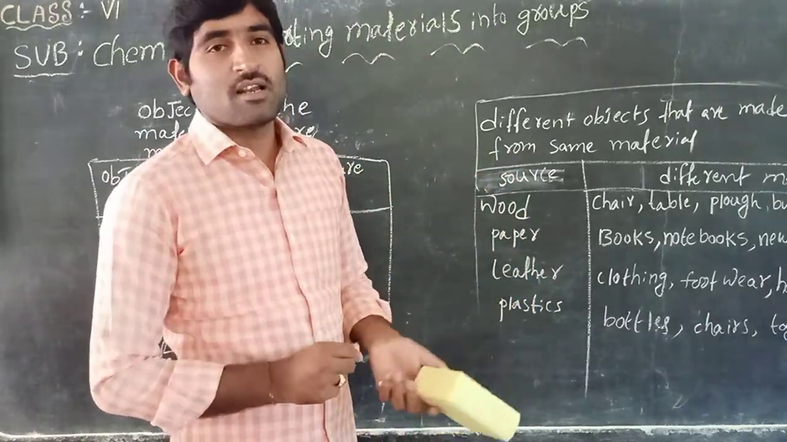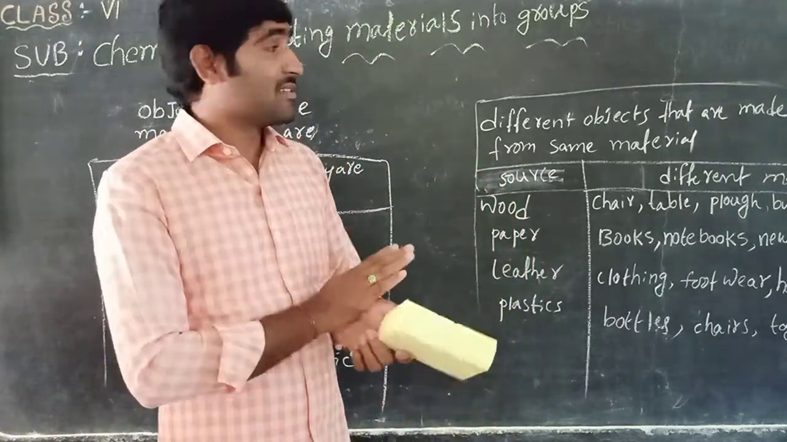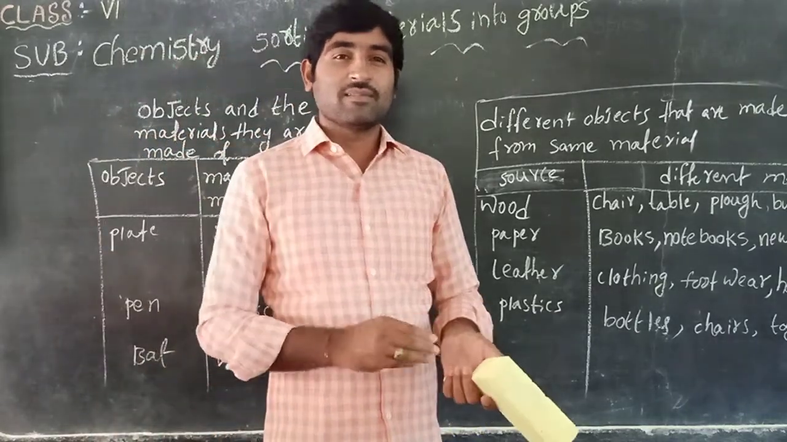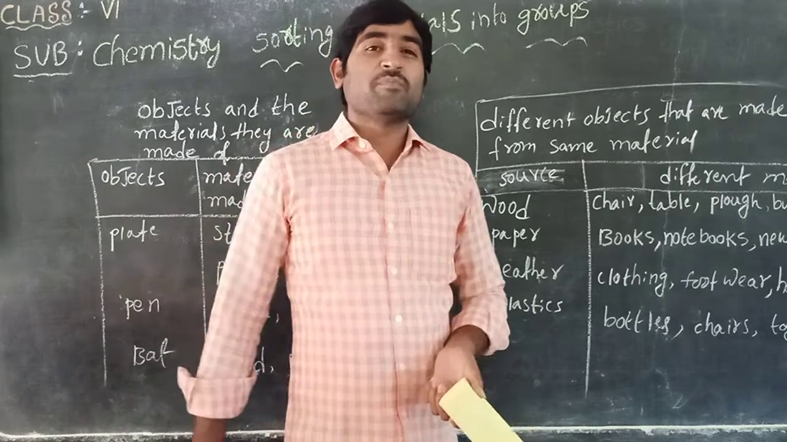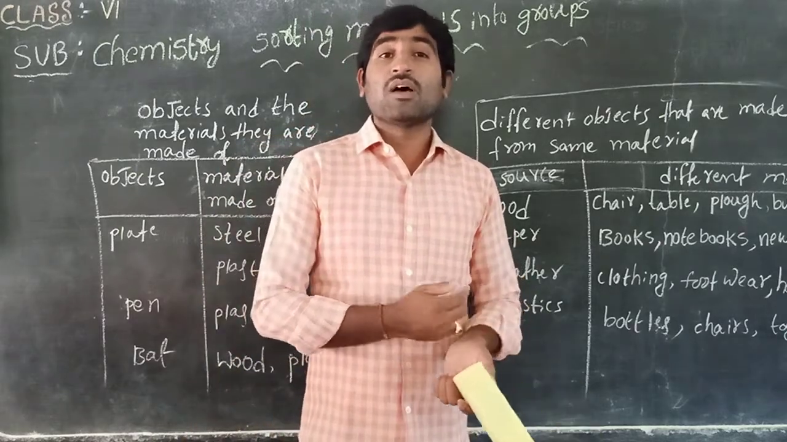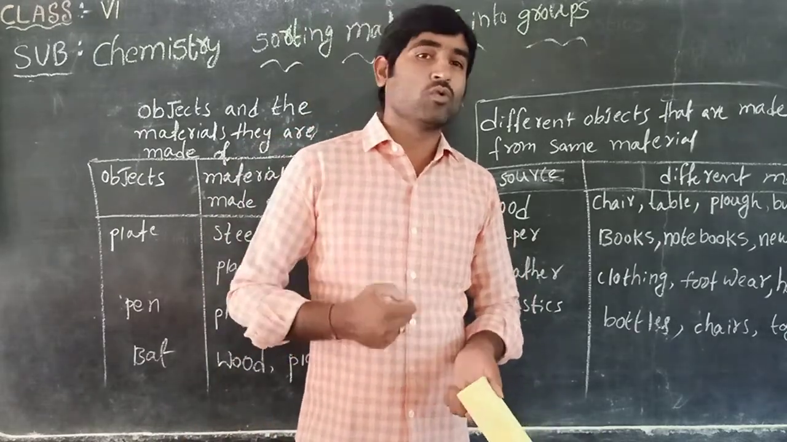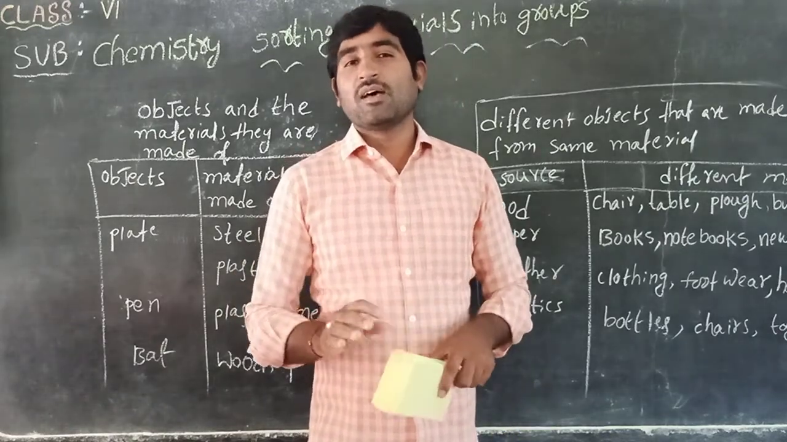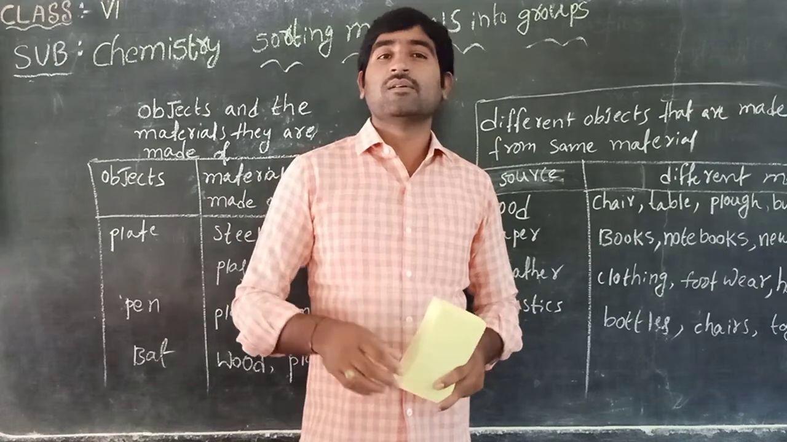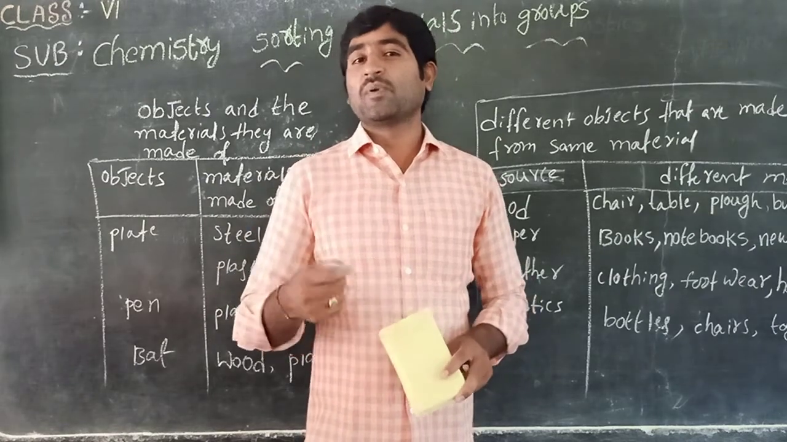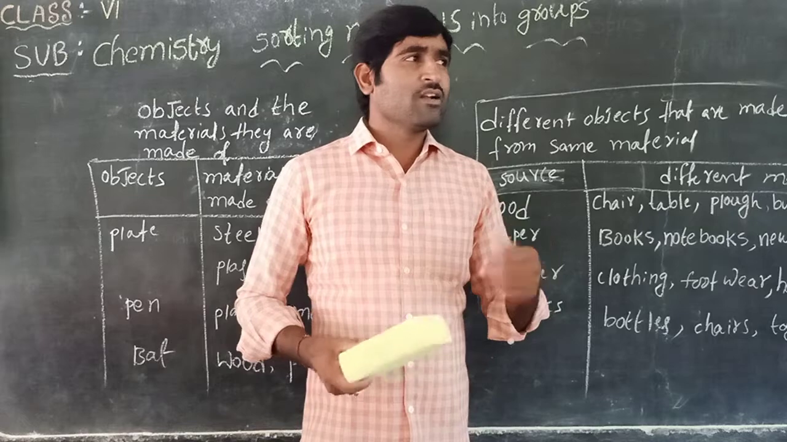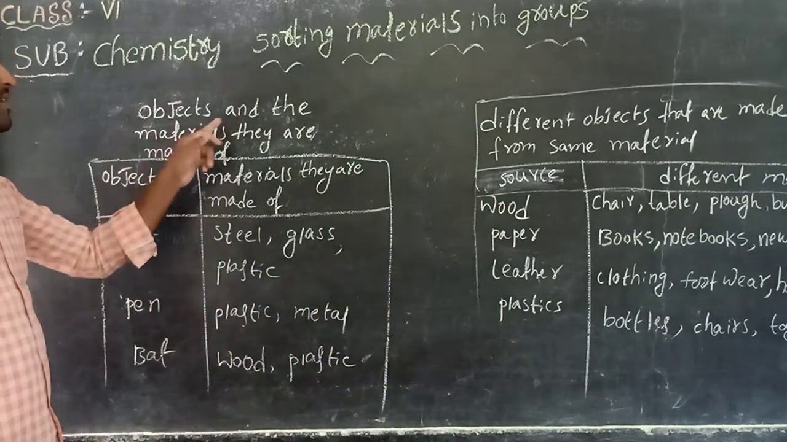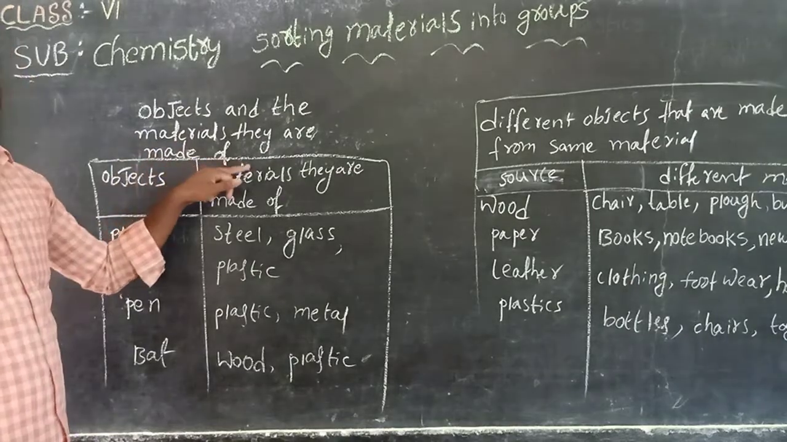Already we discussed some important points in the lesson sorting materials into groups. The points we discussed are what is matter and how the materials can be separated into groups. We separated some groups depending upon the shape of the object and the material which is used to prepare the objects, and also we grouped two different types. They are depending upon the objects and the materials they are made up of.